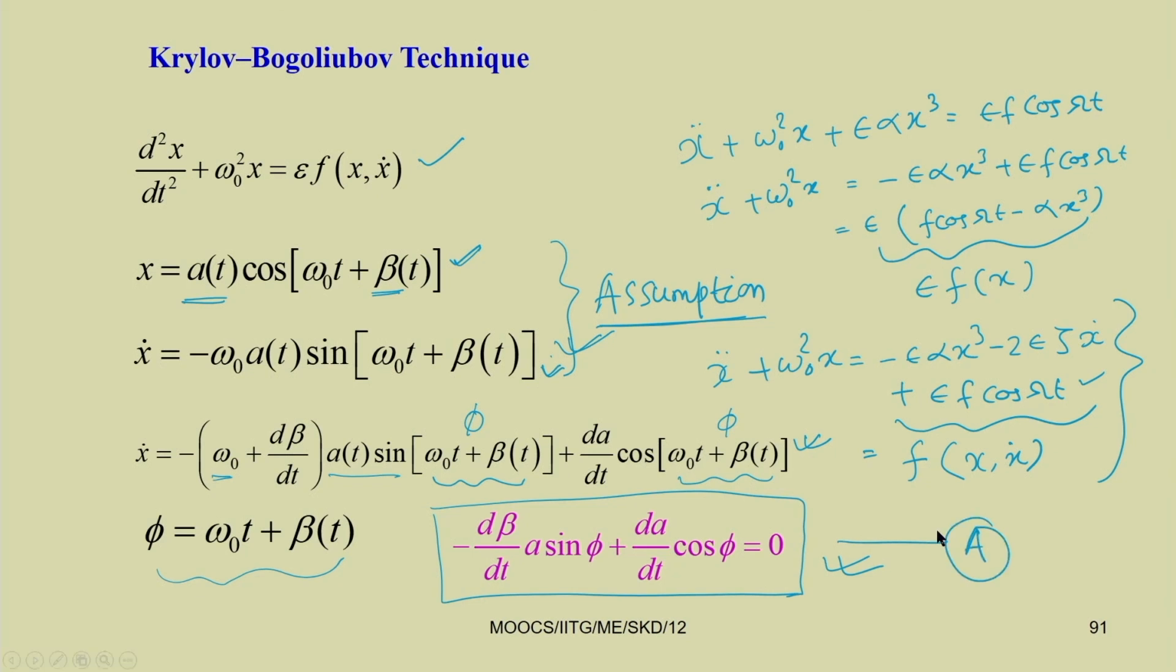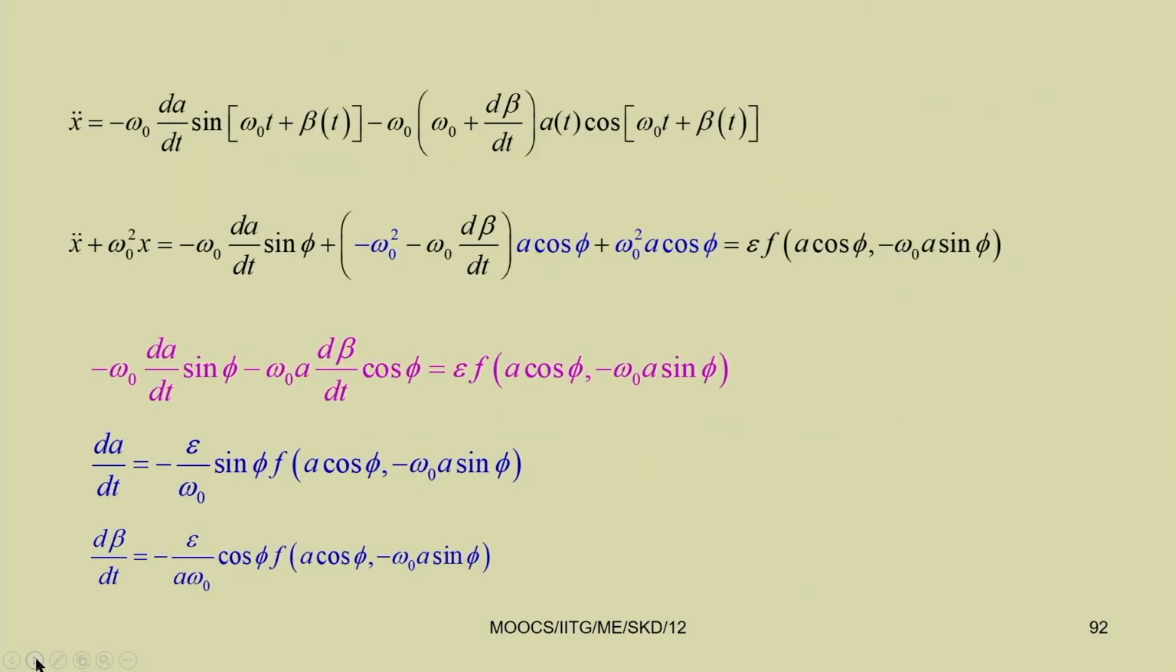Next we can write this x double dot also. Now differentiating x dot equal to minus omega 0 a t sin omega 0 t plus beta t, if you differentiate this, then you can get this equation, that is equal to minus omega 0 dA by dt sin phi, where phi is omega 0 t plus beta t, as already written. And then minus omega 0 into omega 0 d beta by dt a t cos omega 0 t plus beta t, and this also we can write equal to phi.